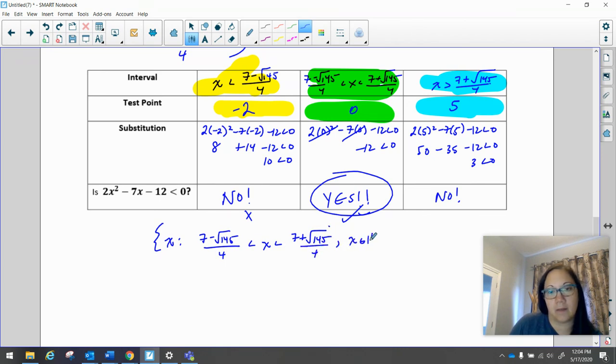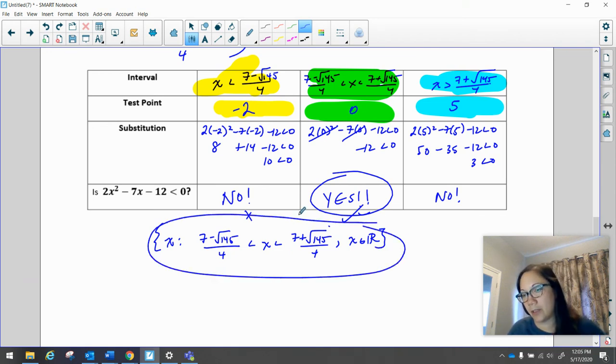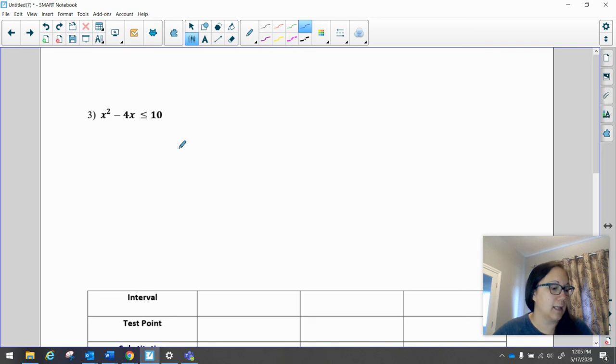And x belongs to the set of all real numbers. So don't use your decimals. Be exact. The decimals are technically wrong. The roots are technically right because they're exact answers. There's one more of these to take a look at in this format, and then I think we're done this section.